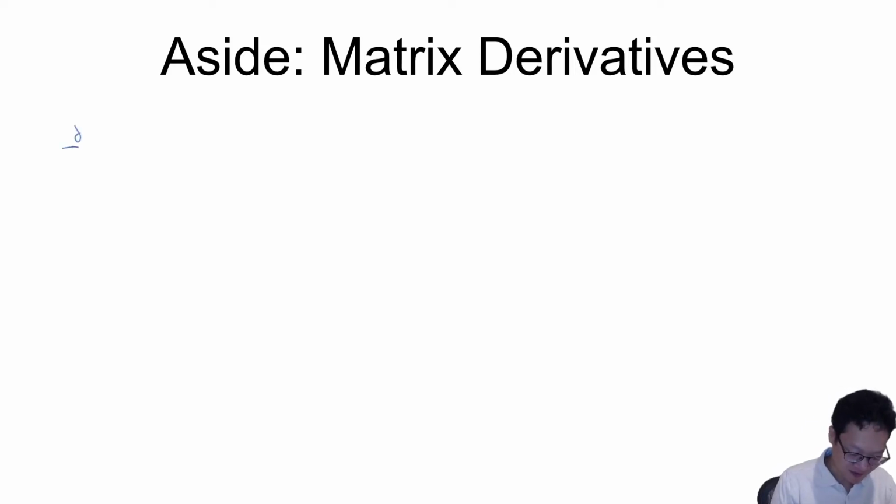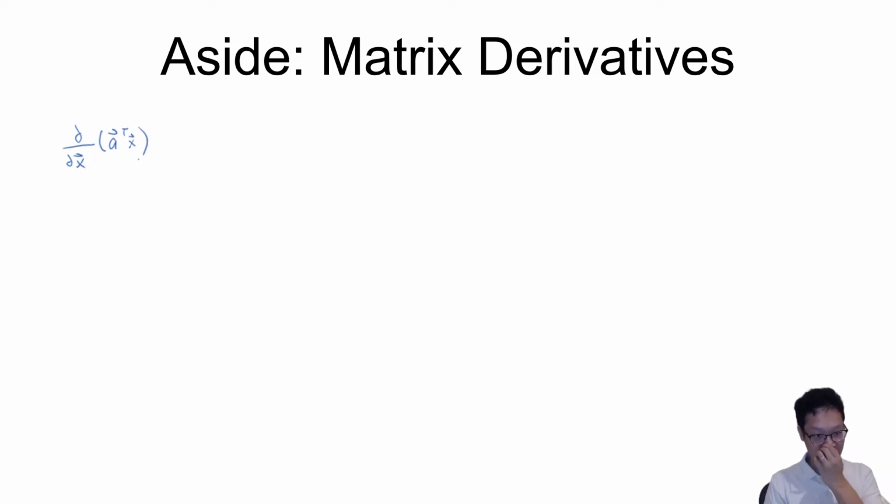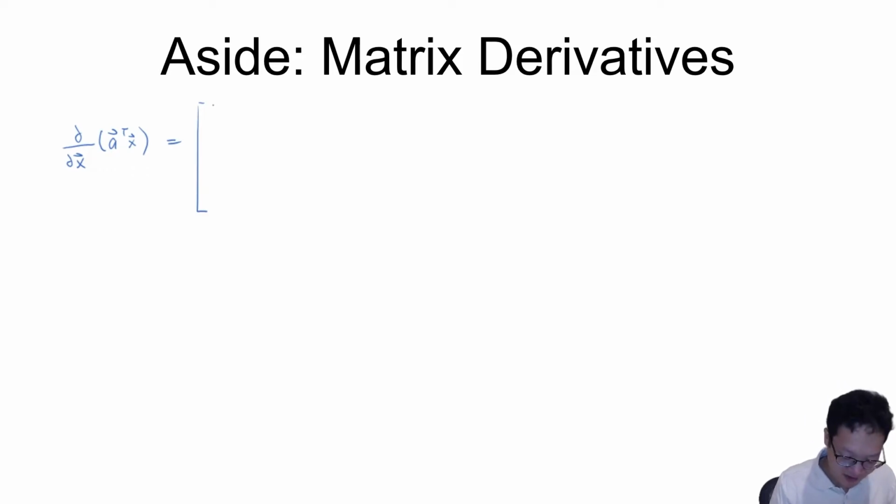Suppose we want to take the gradient with respect to a vector x of A transpose x. Taking the gradient is equivalent to taking all the partial derivatives of the function. So it's the partial over partial x1 of A transpose x, then the partial derivative with respect to x2 of the same function, and so on, all the way down to xn.